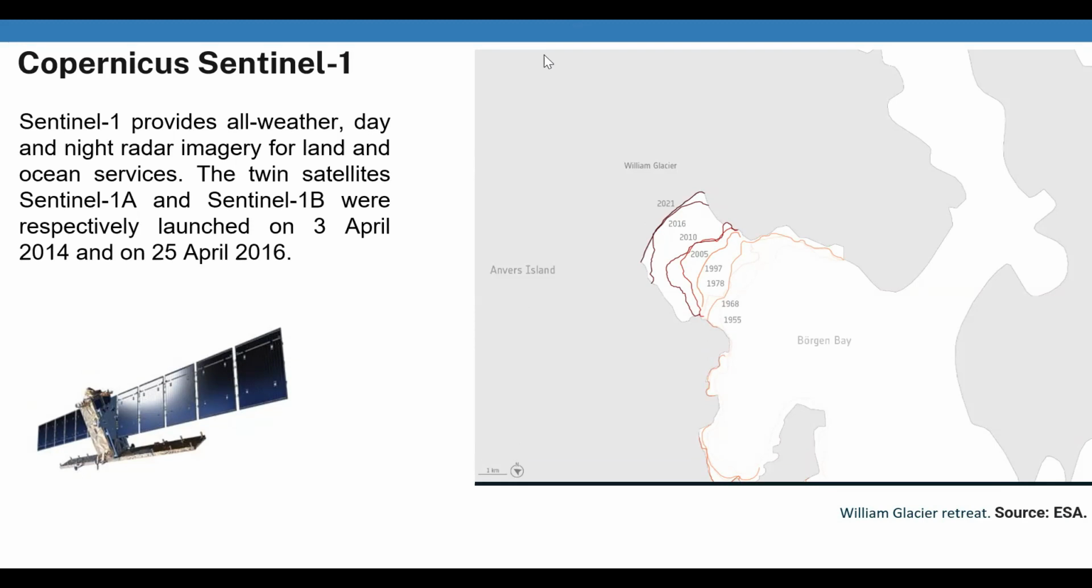This picture shows how the William Glacier on the Antarctic Peninsula has retreated since 1955, roughly 3 kilometers in all. The last two retreat lines corresponding to 2016 and 2021 are based on Copernicus Sentinel-1 satellite data, and the very early years before the advent of the satellite era are based on aerial observations.